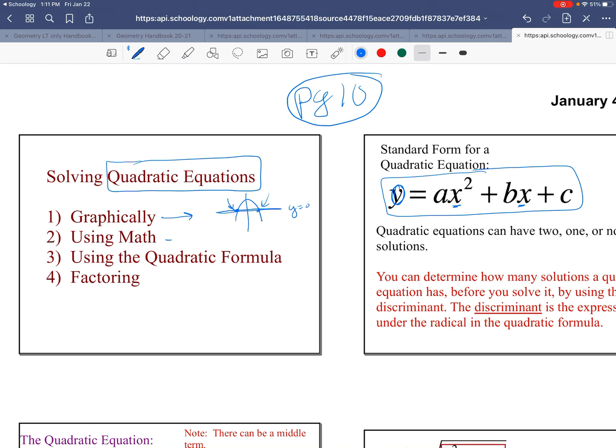We could use math only if there is no middle term. If we have an x squared term and a constant, we could just use math. Or we could use a quadratic formula, which works all the time, and that's the one that I have highlighted in these notes. And I'm going to show you a shortcut with that. You can use factoring if your a is equal to 1 and it seems easy to look at and factor. But there's a fifth way, and we're going to use an app.